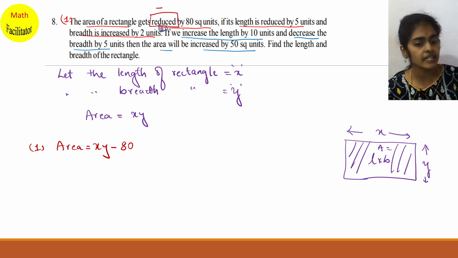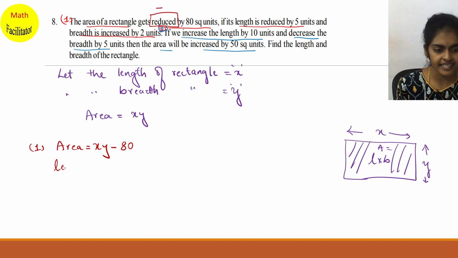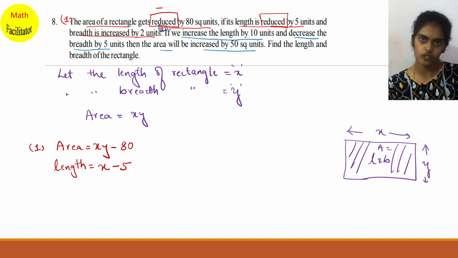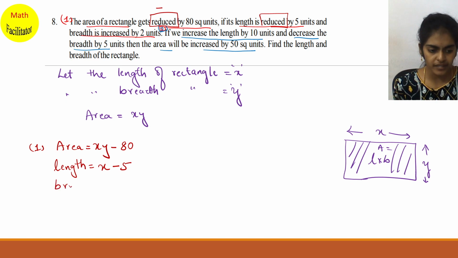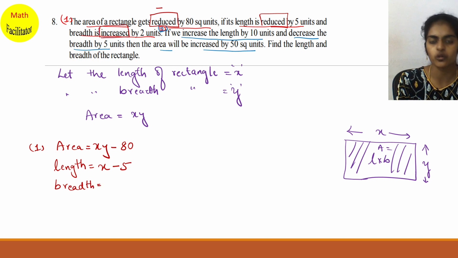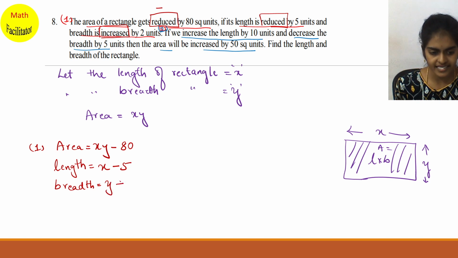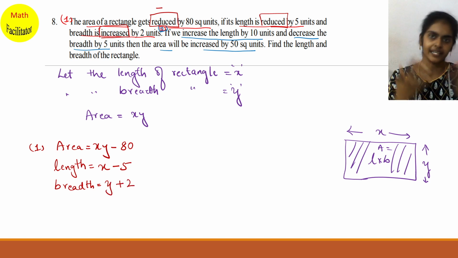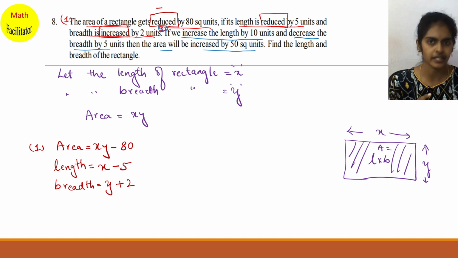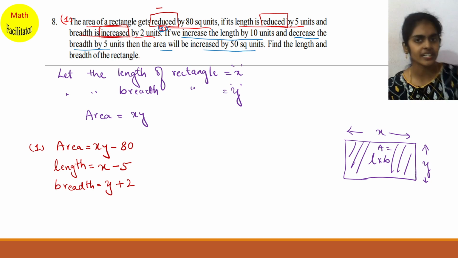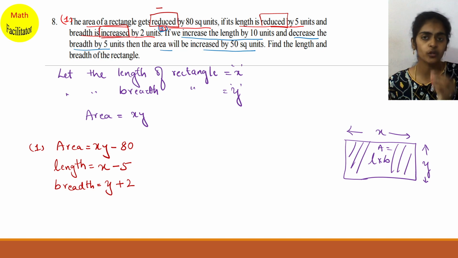Now, when is this happening? This is happening if the length is reduced by 5 units. That means the original length x is reduced by 5 units, so 5 is subtracted from the original length. And what about the breadth? The breadth is increased by 2 units. Breadth is y, and this is increased by 2 units, that means 2 is added to it. When will any value increase? When you add something to it, right? So you are adding 2 units to it.